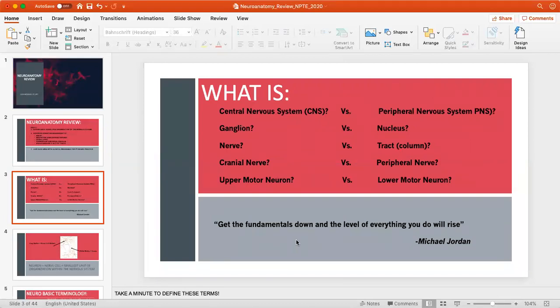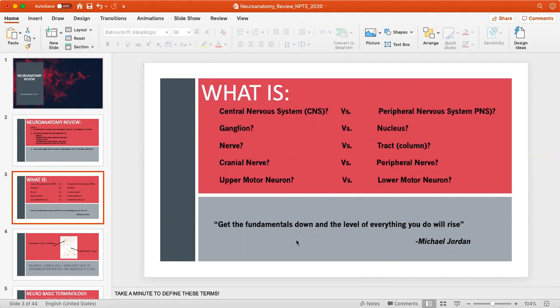So when we're thinking about the nervous system, I think it's useful to really have a great understanding of some of these terms and some of these basic structures that we're going to be talking about a lot. And if we do this, then everything else that we build on top of that is going to be benefited to a great degree. Just as the great basketball player Michael Jordan said, get the fundamentals down and the level of everything that you do will rise. That's why I really try to emphasize in neuroanatomy the understanding and discussion of these basic fundamentals that are going to help inform everything else that we try to layer on top of it.